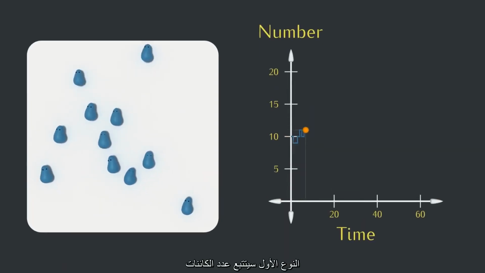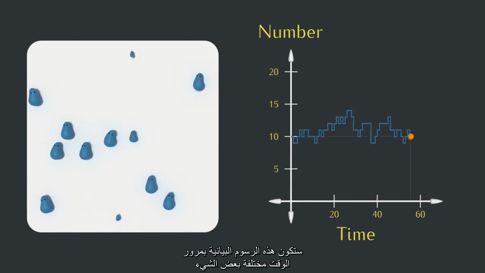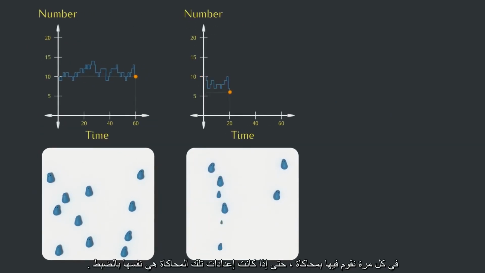The first kind will track the number of creatures over time in a simulation. These number over time graphs will be a bit different each time we run a simulation, even if the settings for that simulation are exactly the same.